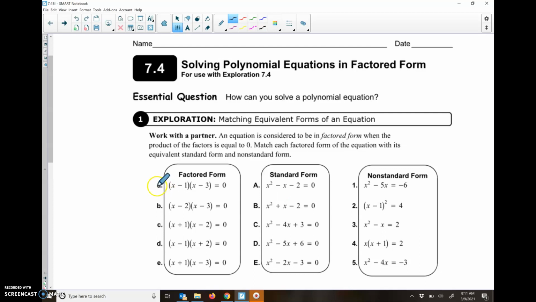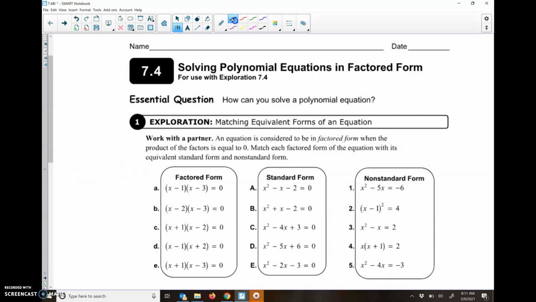So if we look here, lowercase a ends up getting paired with uppercase C, those end up being the same thing. Once I distribute those, I'm looking at -1 times -3 is +3, and that's the only one with a +3. Then that one looks a lot like this one, except they just subtracted 3 from each side. So lowercase a is the same as uppercase C, and uppercase C is the same as the number 5. So just kind of the three forms that we should know to put these in.